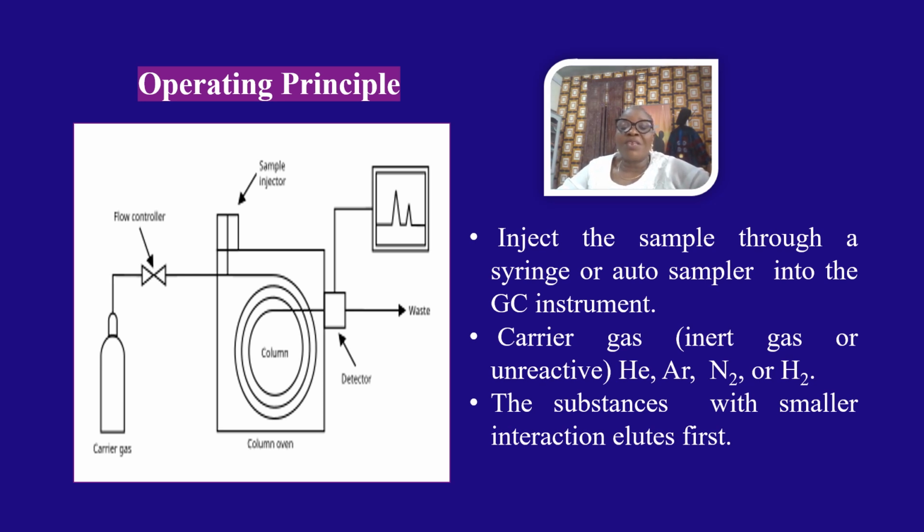The substances having the greater interaction with the stationary phase are retarded to a greater extent and consequently separate from those with smaller interaction. As each component leaves the column with the carrier, it passes through a detector, which can be the flame ionization detector, FID, or a mass spectrometer, MS. The detector response is used to quantify the amount of each component present in a sample.